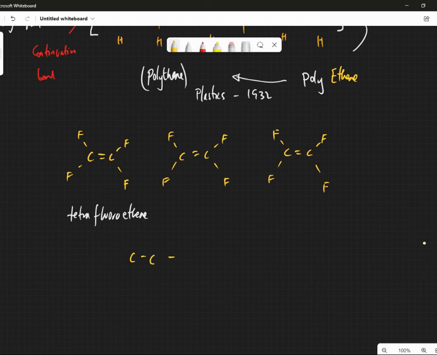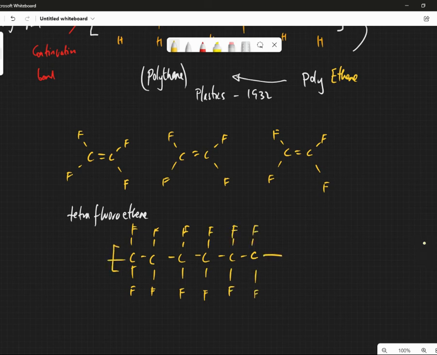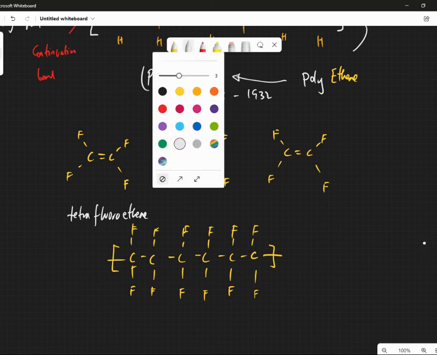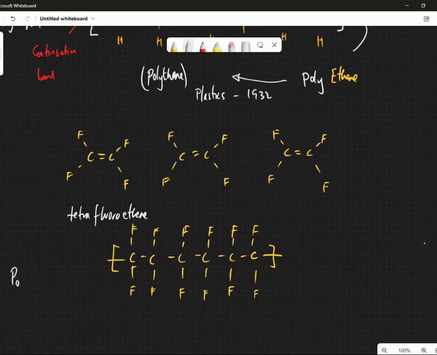Now I'm going to do exactly what I did last time. I'm going to do it a bit faster now. 1, 2, 3, 4, 5, 6, and I get F, F, F, F, F, F, F, F, F, F, and F. There's my continuation. There's my square brackets. So this is the polymer. The monomer is called tetrafluoroethene, and the polymer is called polytetrafluoroethene. These are the monomers, and this is the polymer.